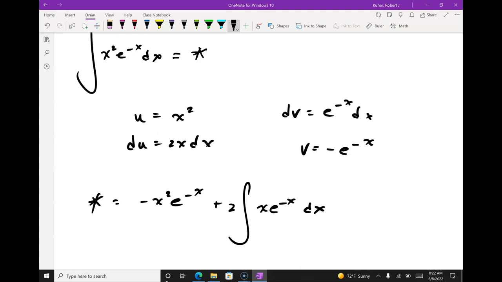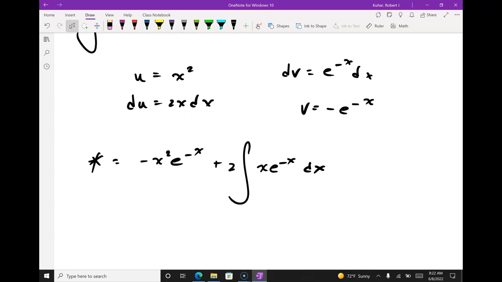But it's pretty clear that I have to do by parts again, right? So, a brand new problem here. u is x, du is 1 dx, dv is e to the minus x dx, right? So v is again minus e to the minus x.